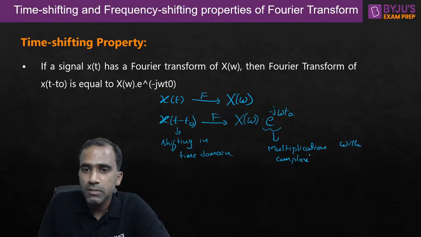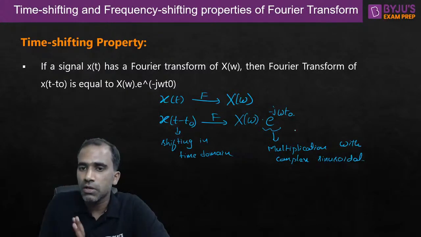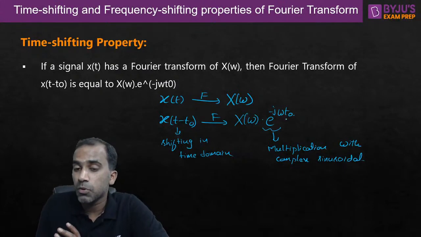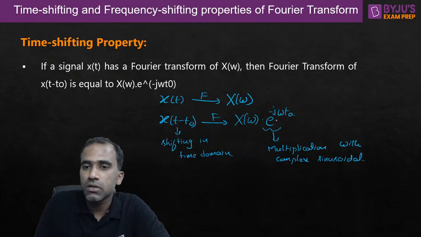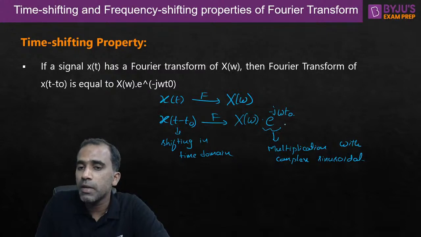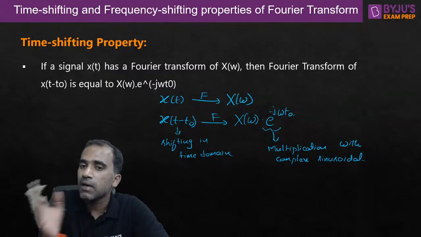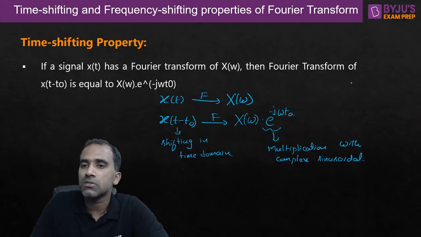Sir, this is complex exponential. Yes, we can call it a complex exponential, but the more appropriate word is complex sinusoidal signal. There is nothing wrong in calling it a complex exponential, but it is complex sinusoidal because if you expand this, it becomes cos omega t naught minus j sin omega t naught. Two sinusoidal signals in the real part and imaginary part. That's why we call it a complex sinusoidal signal.